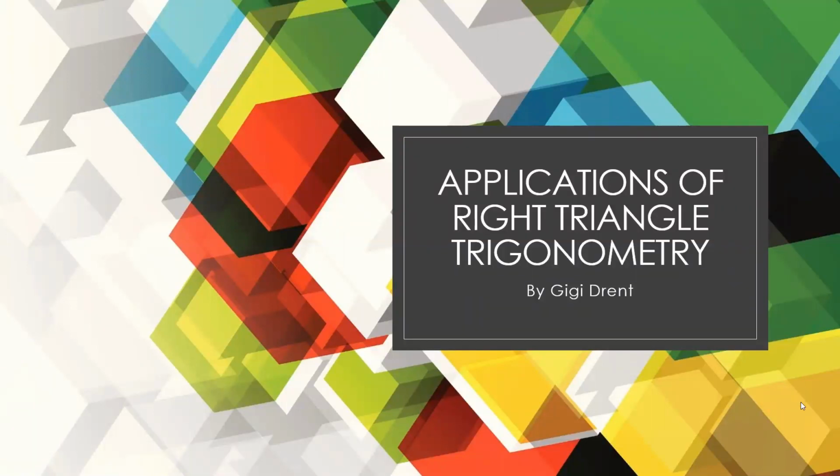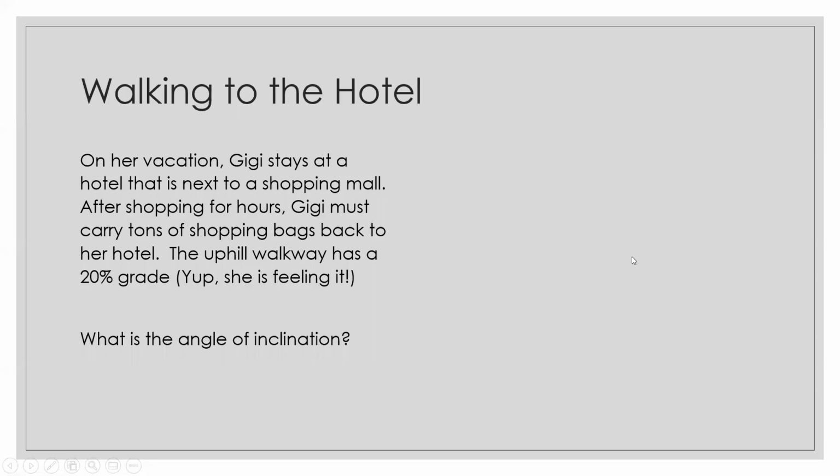All right, so right triangle trigonometry. Here's a problem for you. Walking to the hotel. On vacation, I stayed at a hotel that's next to a shopping mall. After shopping for hours, I have to carry tons of shopping bags back to the hotel, but I have to walk up an uphill walkway, a little bridge from the mall to the hotel. And that bridge has a 20% grade.